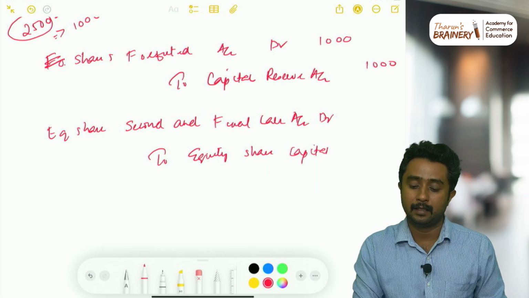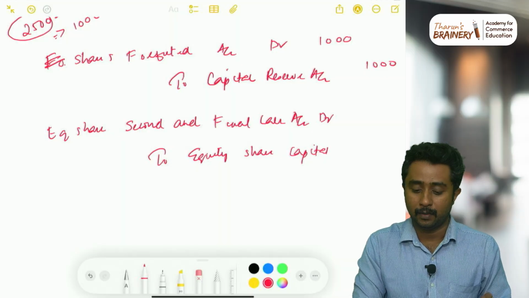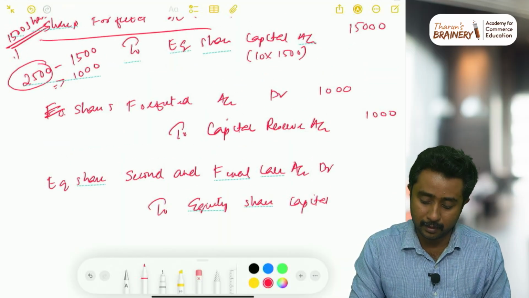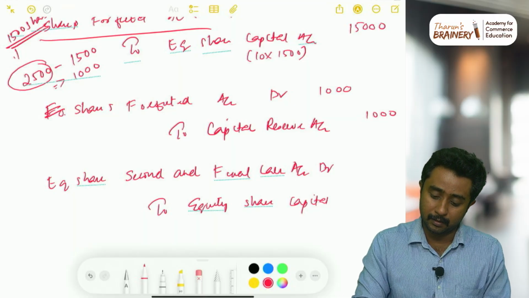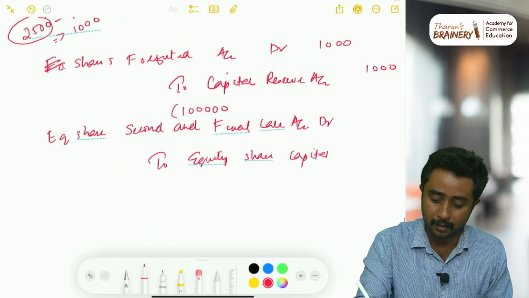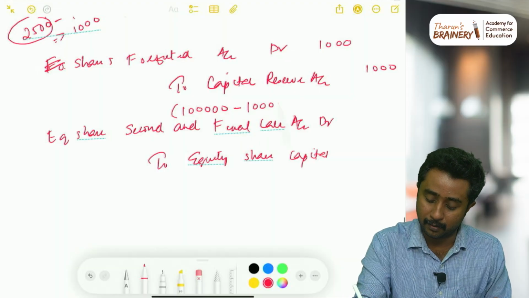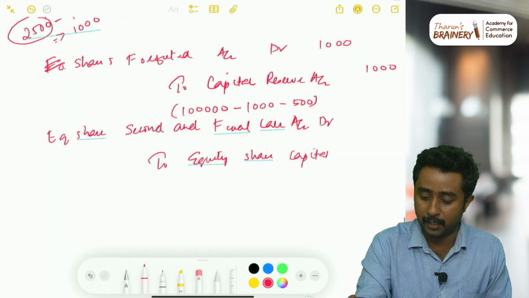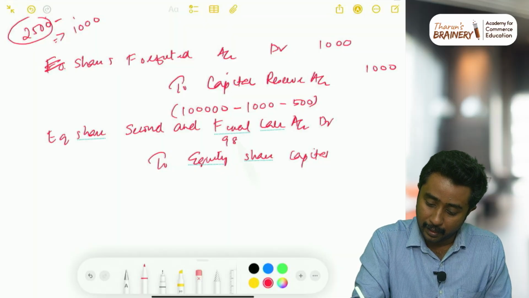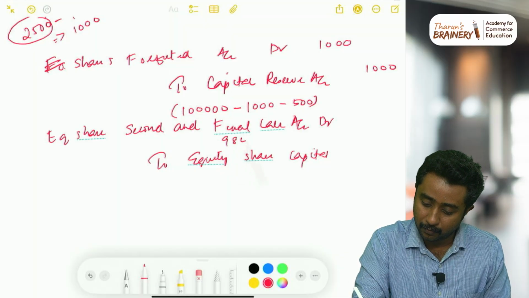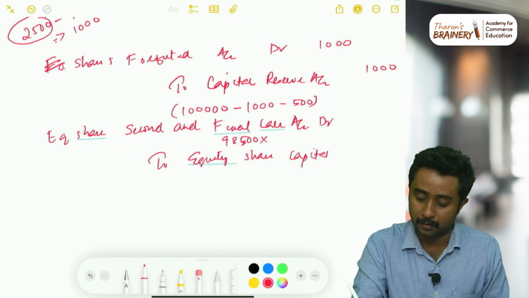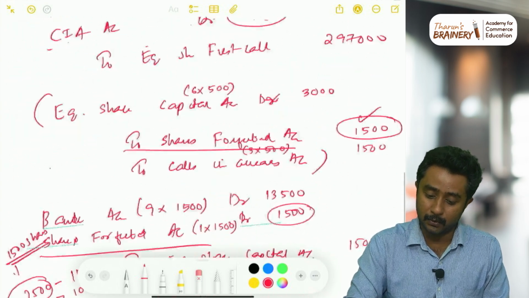Now the problem is what? We have cancelled how many shares? 1000 shares that belong to Ramesh and 500 shares that belong to Suresh. That means totally now we have how much? Totally we had 1 lakh shares in the beginning. In that, 1000 shares we already cancelled, and 500 shares we cancelled now. That means we have only 98,500 shares on which money is to be called right now.